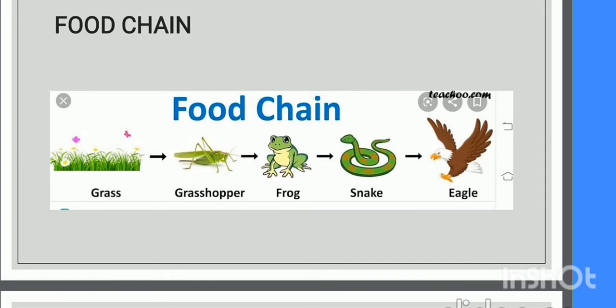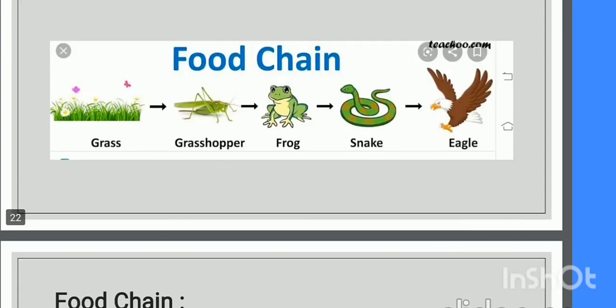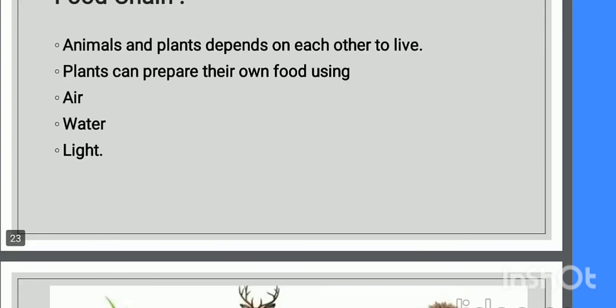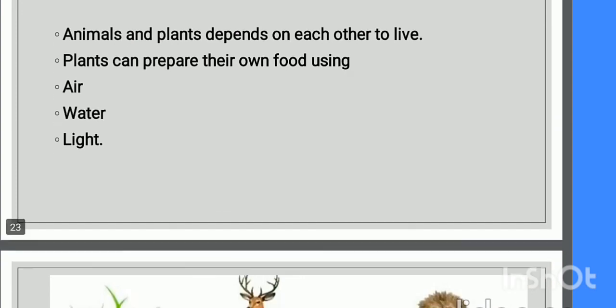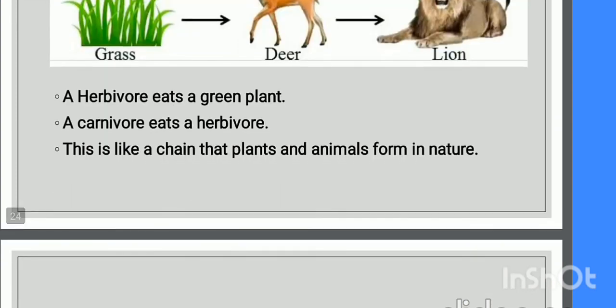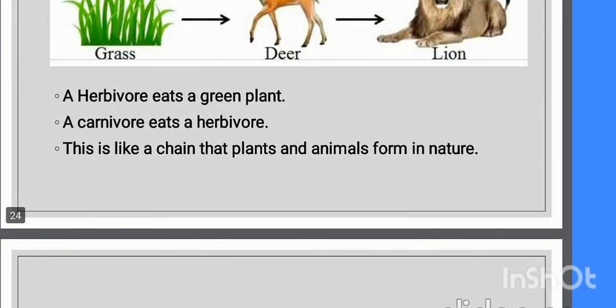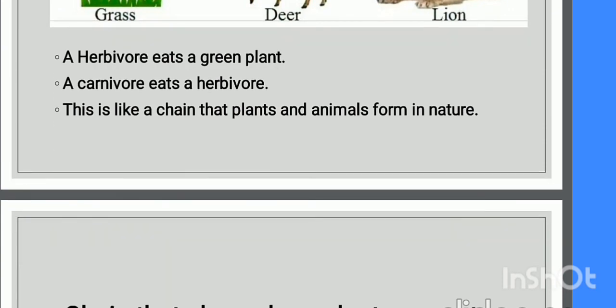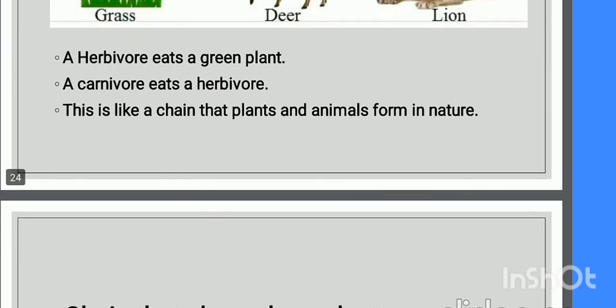Plants can prepare their own food using air, water, and light. A herbivore eats a green plant. A carnivore eats a herbivore. This is like a chain that plants and animals form in nature.